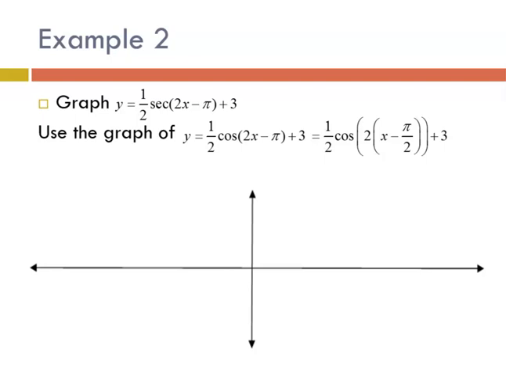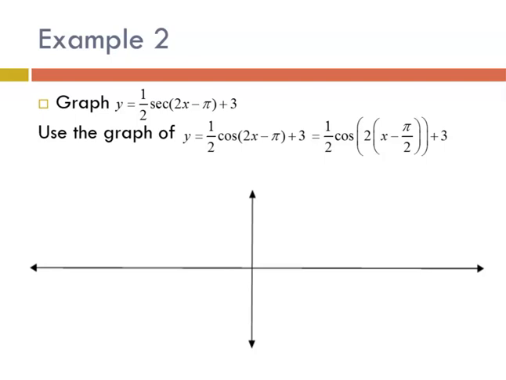The b value is 2. Remember, that's not the period itself, but it helps you determine the period. So the period is going to be 2 pi divided by b, which is 2 pi divided by 2, which is pi. And then the minus pi over 2 means we're shifting it over to the right by pi over 2.